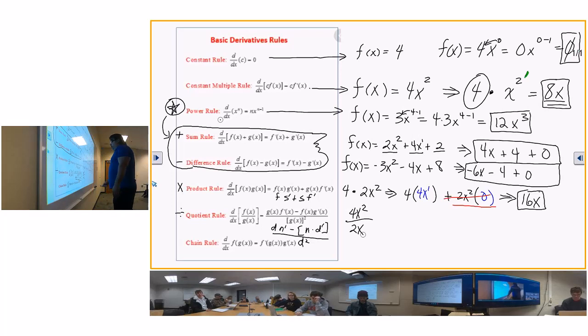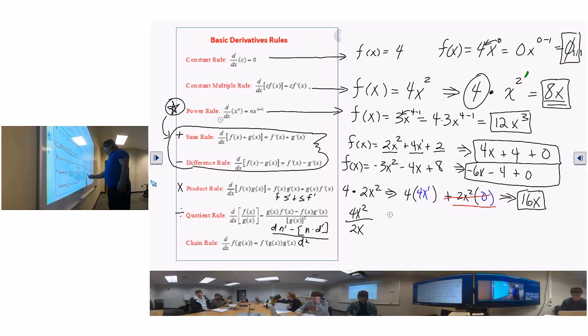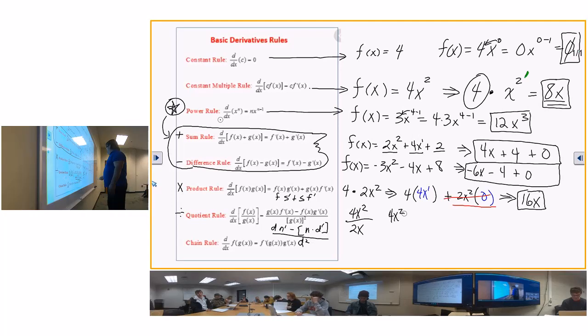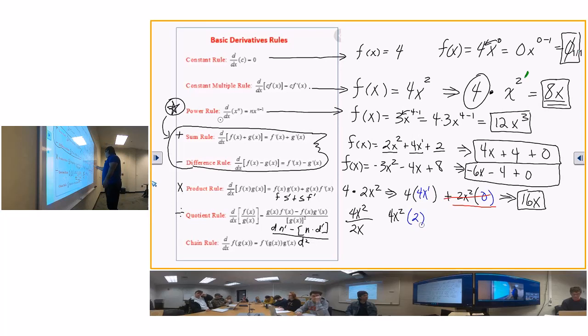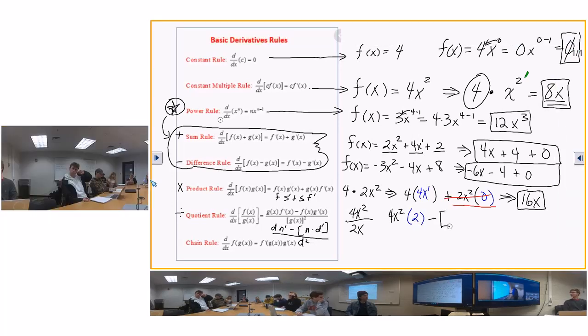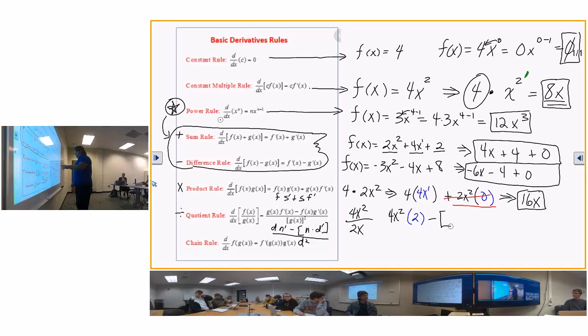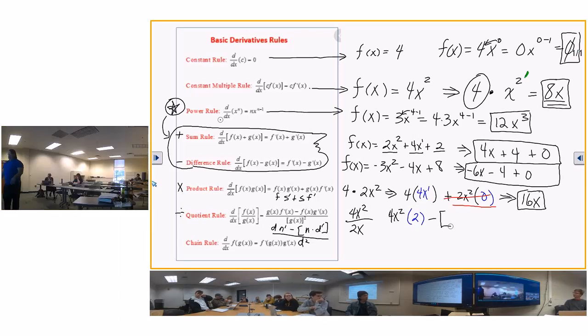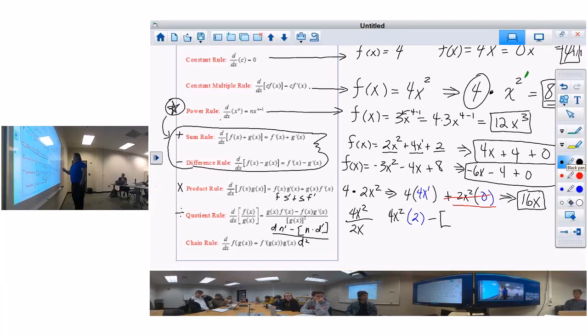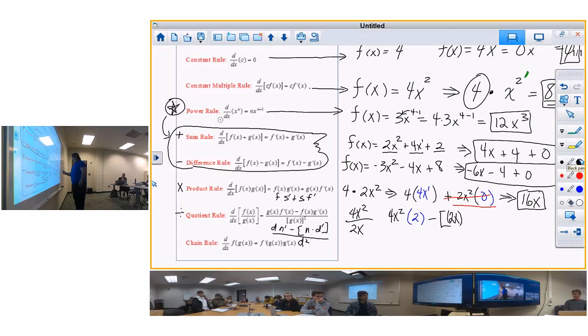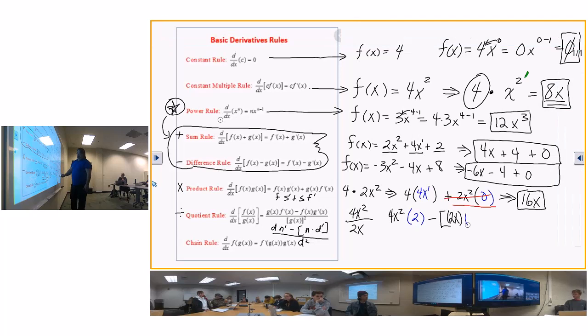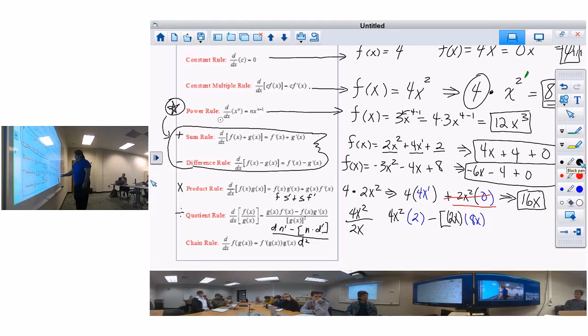So here we go. Numerator times denominator prime, minus the denominator times numerator prime. Numerator is 8x over denominator squared.